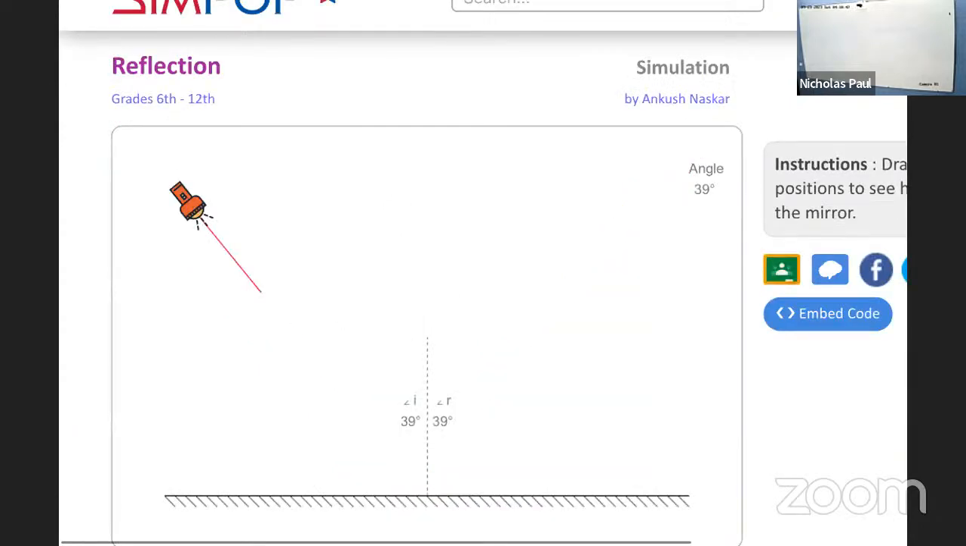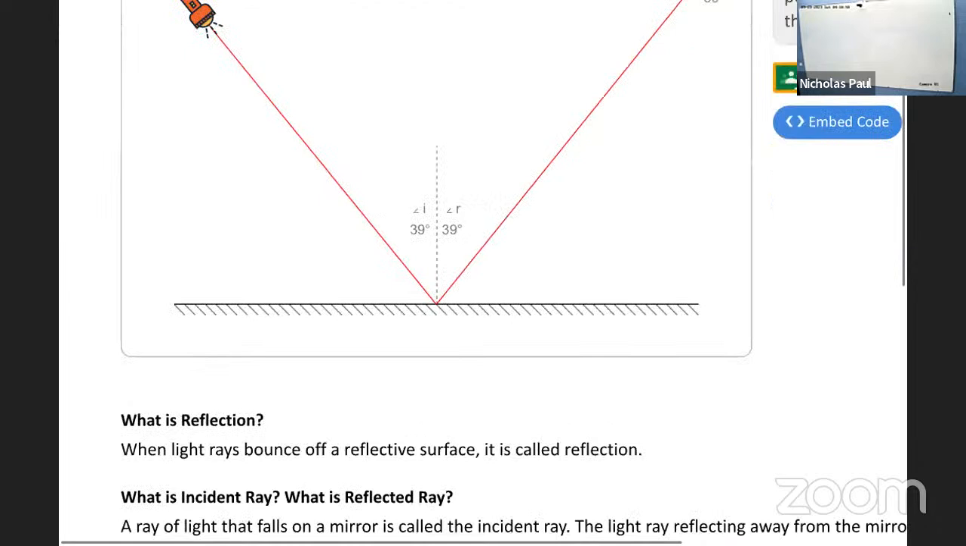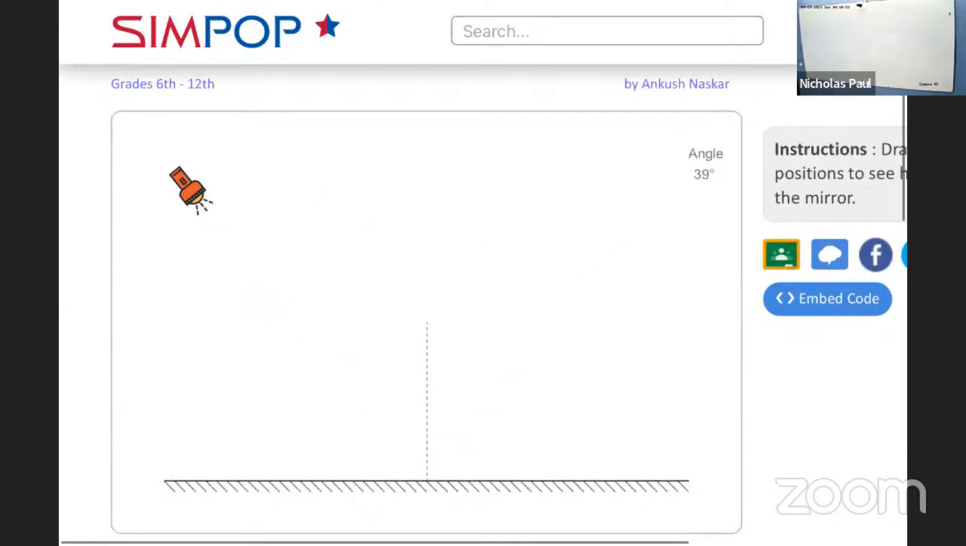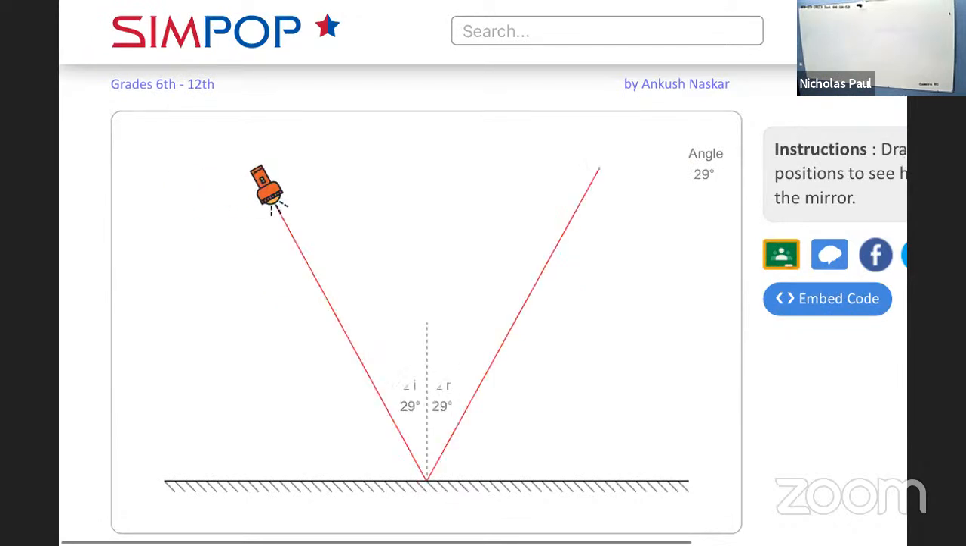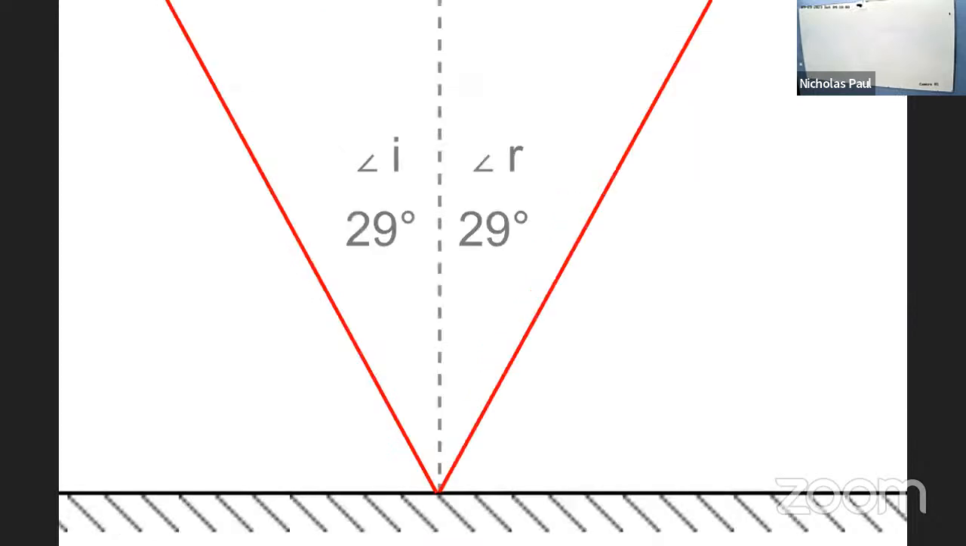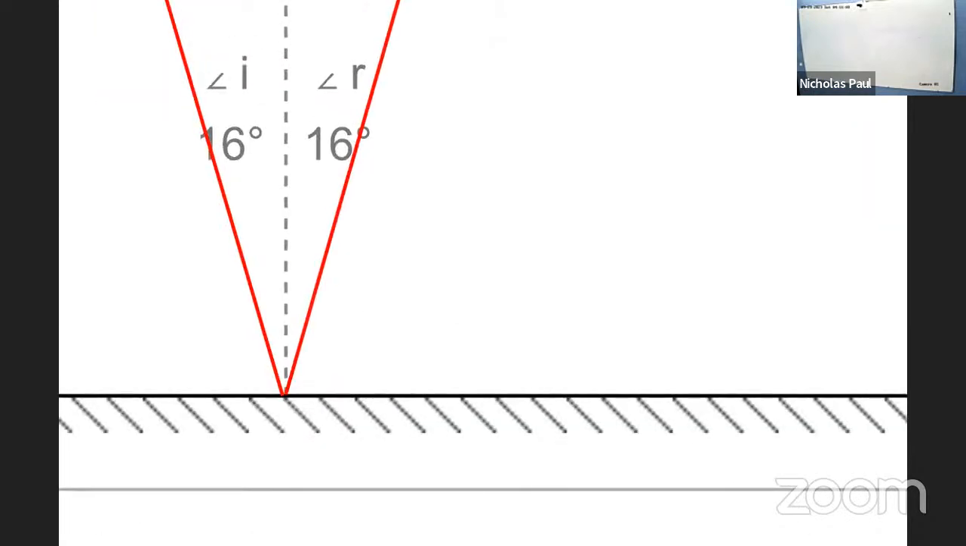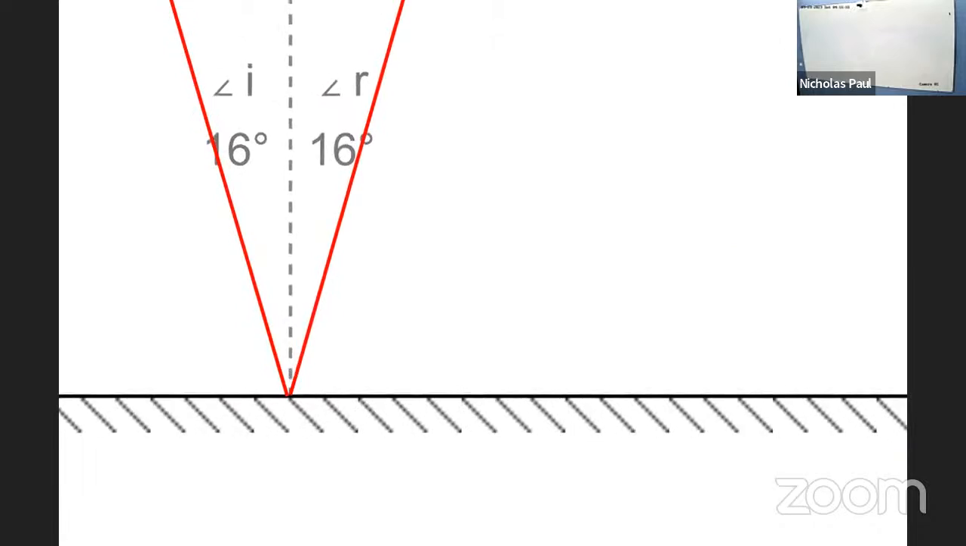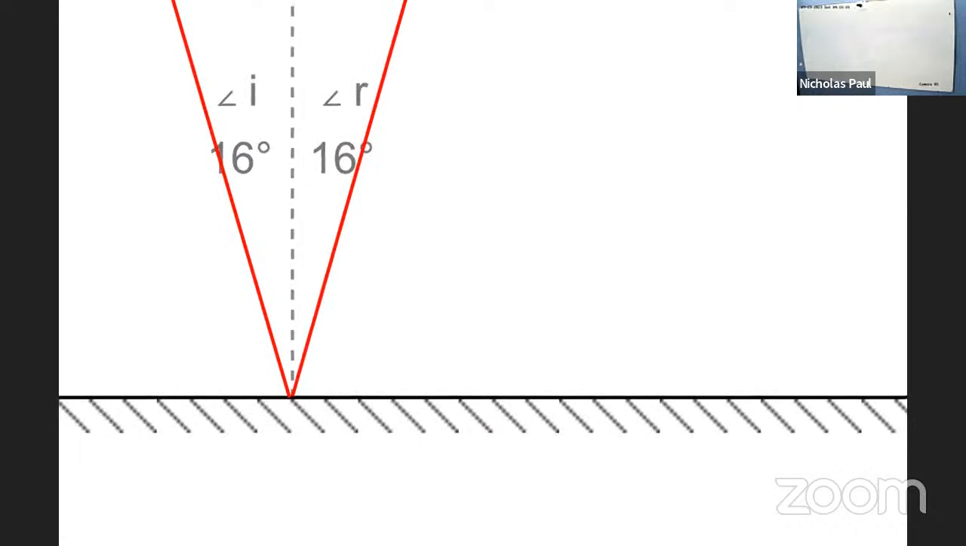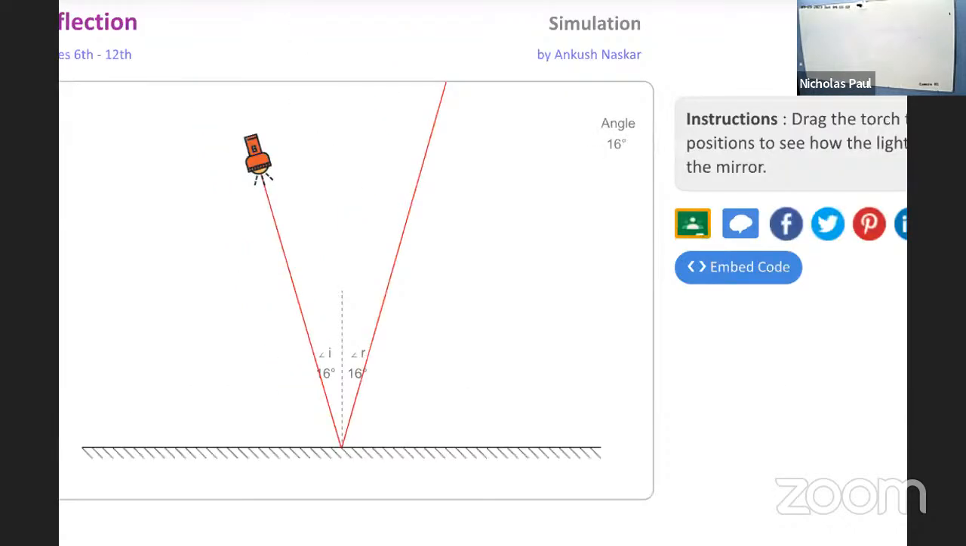If I were to adjust it slightly, same thing. Angle of incidence equals the angle of reflection. So it doesn't really matter where I adjust it. That's the principle of reflection. Are we okay with that? So once a ray of light undergoes reflection, the incident angle equals the reflection angle. That's it. All right, let's move now to refraction.